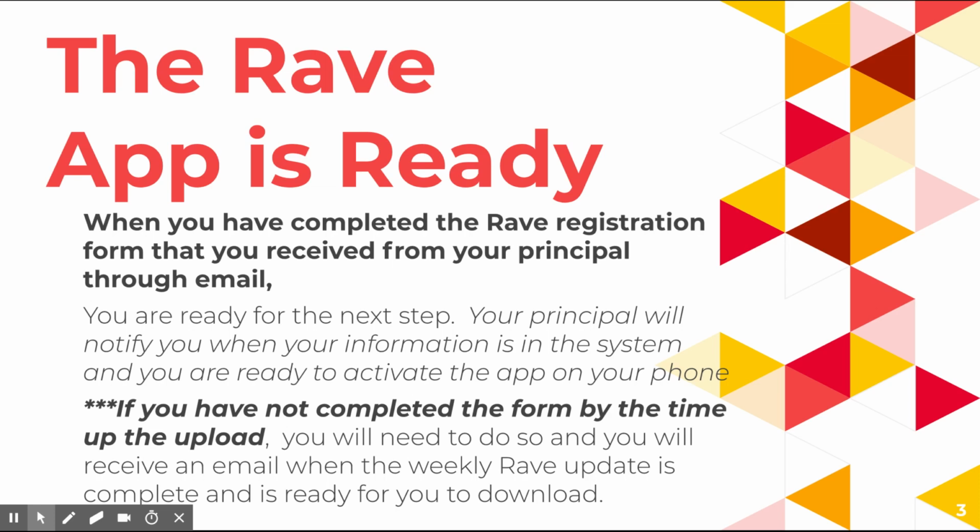When you have completed the Rave registration form that you received from your principal through email, you are ready for the next step. Your principal will let you know when that information is in the system and you're ready to activate the app on your phone. If you have not completed the form by the time your principal lets you know that they're going to submit for an upload, you will need to do so, and then you will receive a separate email when the Rave update is complete and ready for you to download.